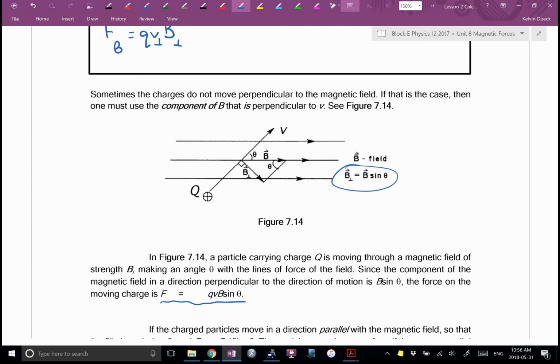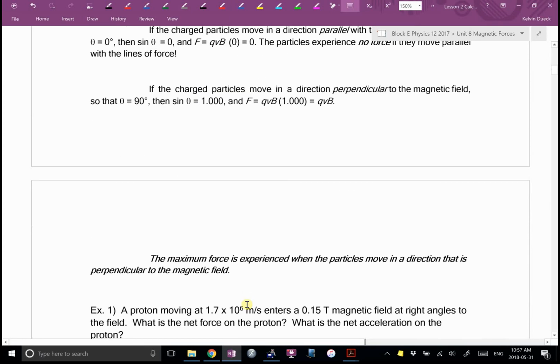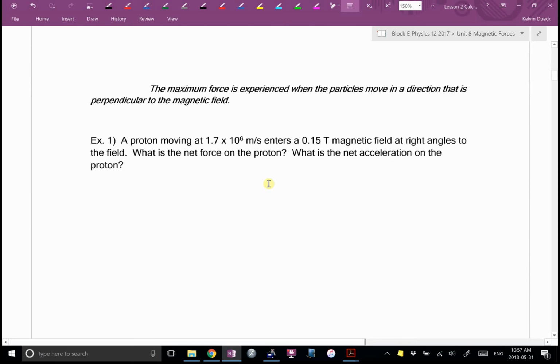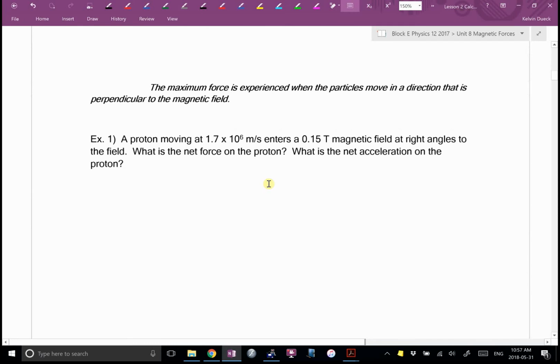I am not going to give you any component questions in this unit because I've had to rush too much. So the maximum force is experienced when particles move in a direction that's perpendicular to the magnetic field. Cool. Let's crunch it.